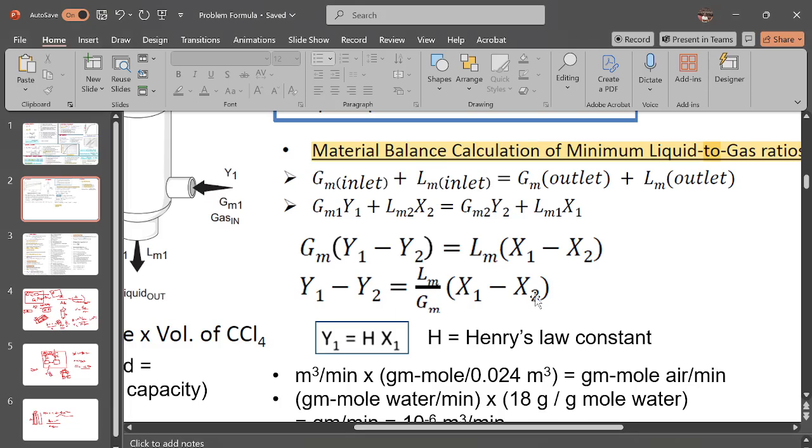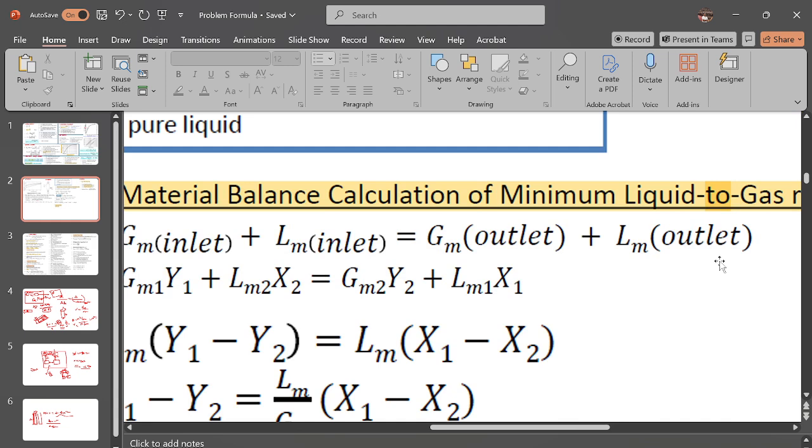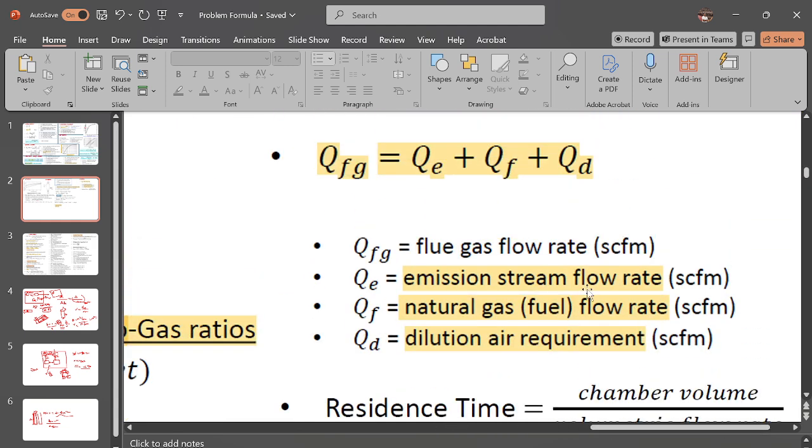I have given the oxidation formula here. That is a simple formula. Whatever the exhaust gas coming out, the flue gas flow rate will be equivalent to the emission stream flow rate plus natural gas flow rate plus dilution air flow rate. Dilution air will be your nitrogen. Fuel will be your oxygen. Emission will be the product, CO2 and H2O. If you add all these three, whatever the fuel gas you supplied, that will come. So it's a simple mass balance.